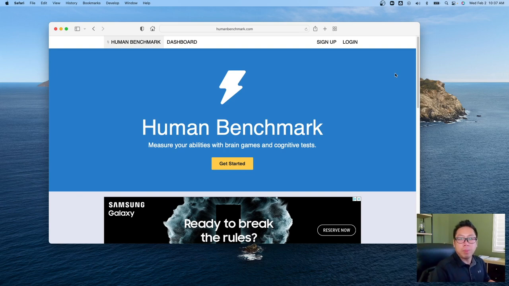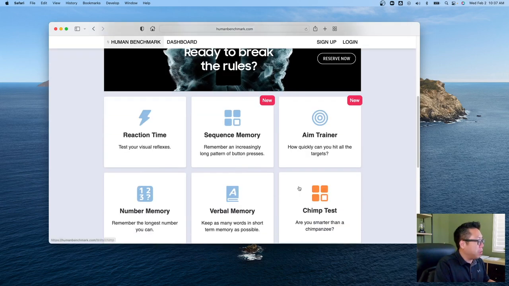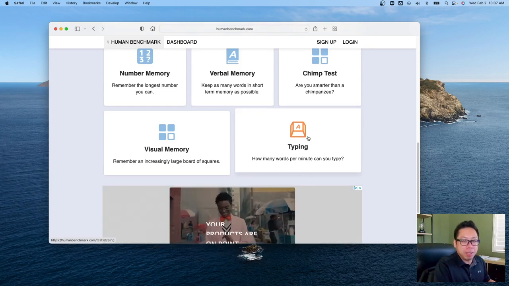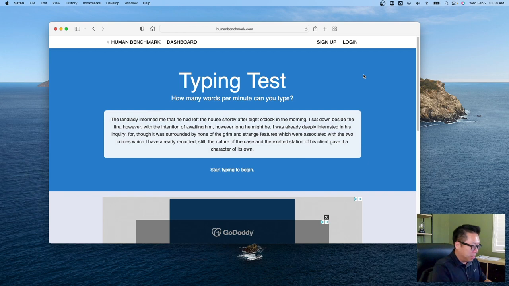There's a website called Human Benchmark where you can test things like your reaction time, memory, aim trainer. I'm going to test my typing speed. All right, here goes.